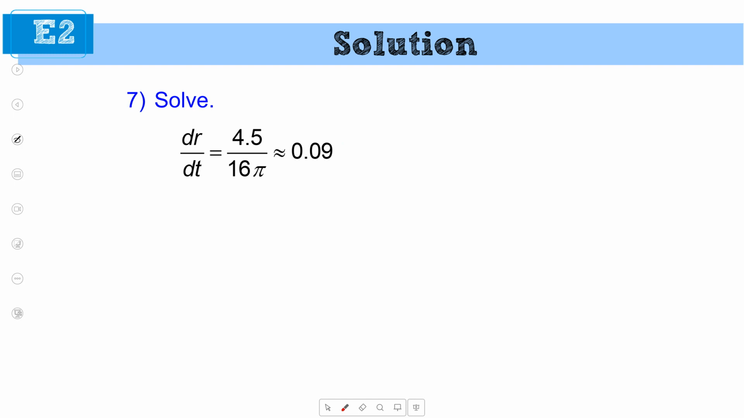When you're plugging 4.5 divided by 16 pi into your calculator, make sure you put some parentheses in there. Step 8. Does this answer make any sense? I have no idea. It's positive at least. I know that's good. So I'm going to go with it. I trust my mathematical knowledge.